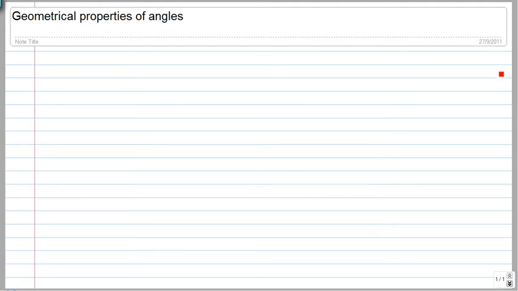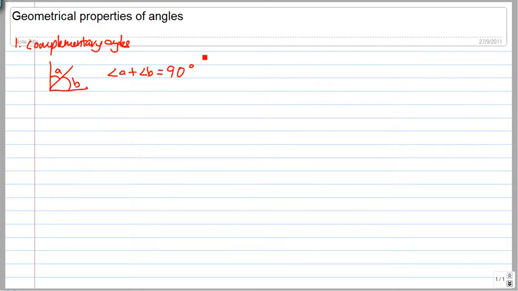Alright, so with regards to geometrical properties of angles, first up we have complementary angles. This is how it looks. This is angle A, this is angle B. Angle A plus angle B is equal to 90 degrees. Two angles are complementary if the sum of their angles is equal to 90 degrees, alright?